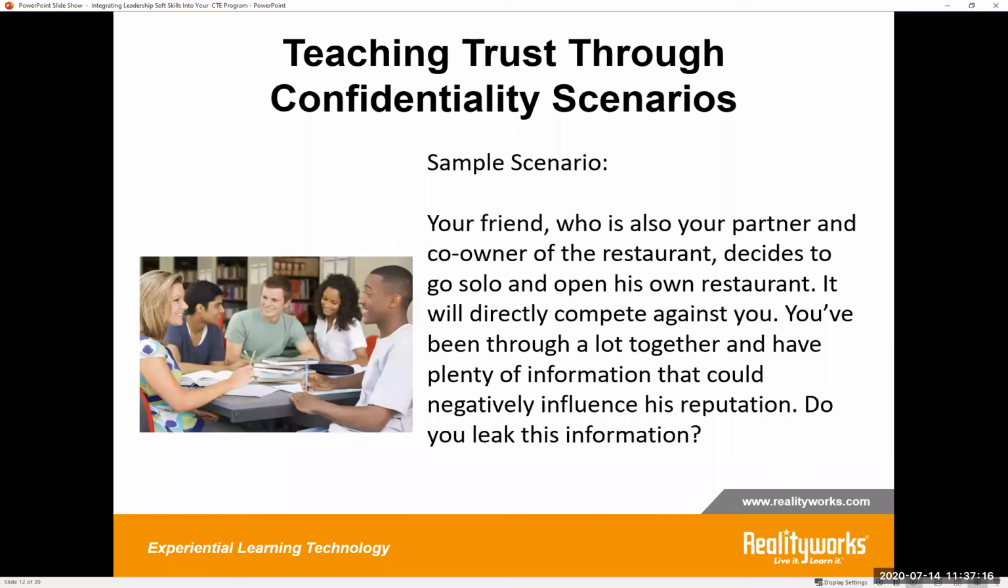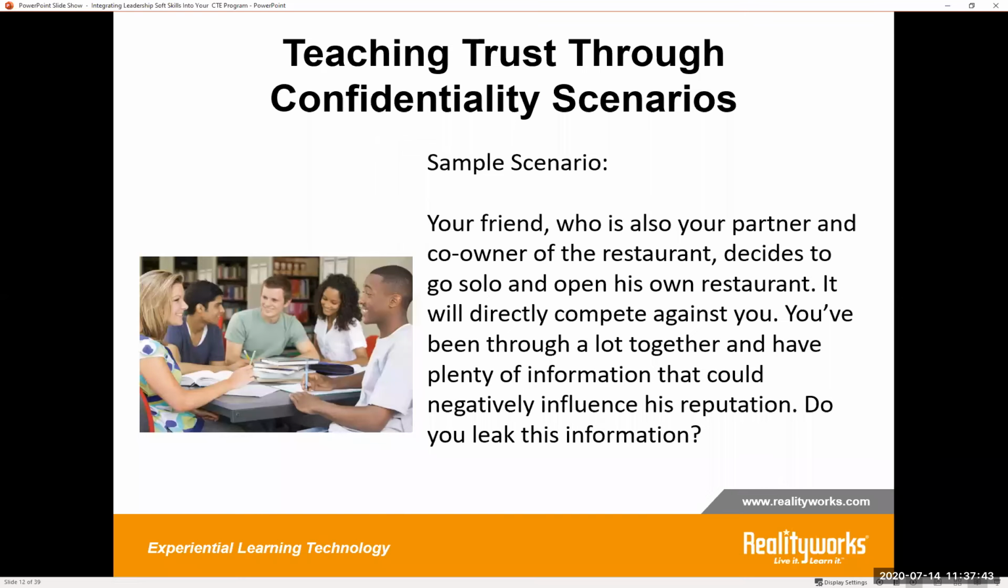Now, a few potential discussion questions could be, are you someone who can be trusted with private and confidential information? Why or why not? To gauge your trustworthiness in this area, ask yourself, how would you handle the following scenario? So you divide the class into small groups, maybe 3 or 4 students, and you would share a confidentiality scenario, such as the one that you see on the screen, with each group.